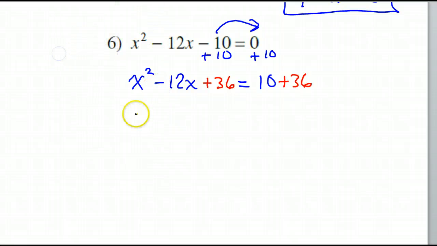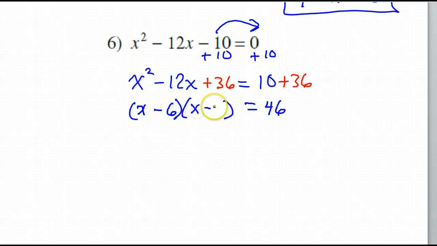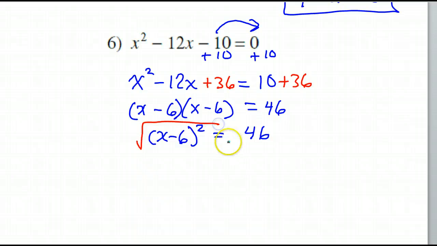Now we will factor, and this will factor as the same thing twice. So this will be x minus 6, x minus 6. This is always positive, so if you see that the middle term is negative, you know it's going to be minus and minus. Alright, so we can write this as x minus 6 squared is equal to 46. And then take the square root to unsquare things, like you do.